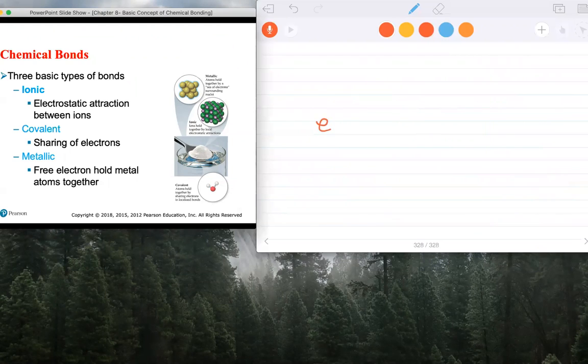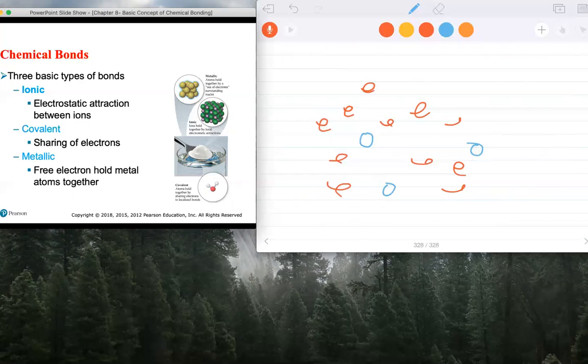So it could be electrons, and we can have an atom there, an atom there, an atom there. You see, these blue spheres on my whiteboard represent atoms. So if this is an atom right here, this is an atom, all right? And these are electrons. In a metallic bond, atoms float around in a sea of electrons.